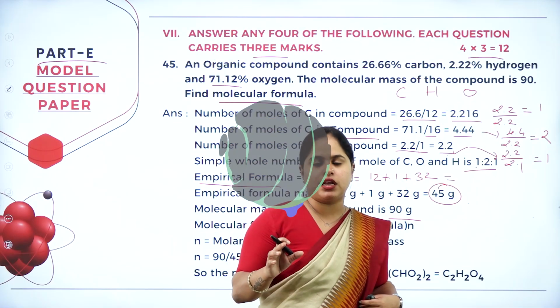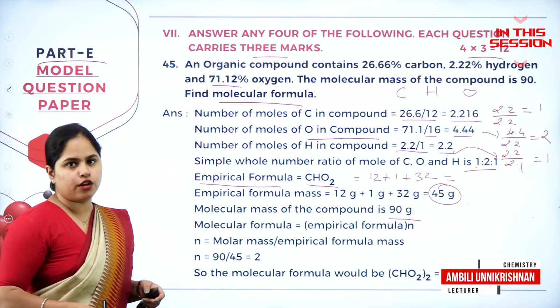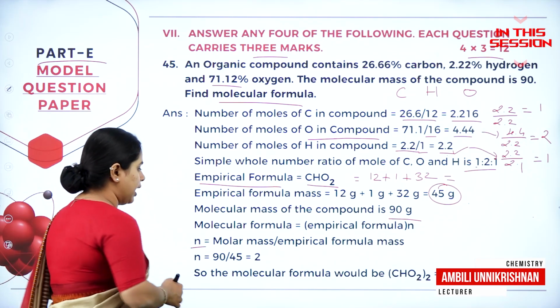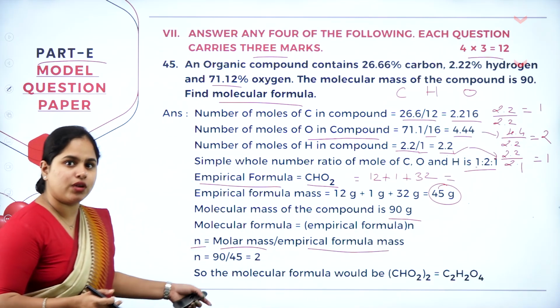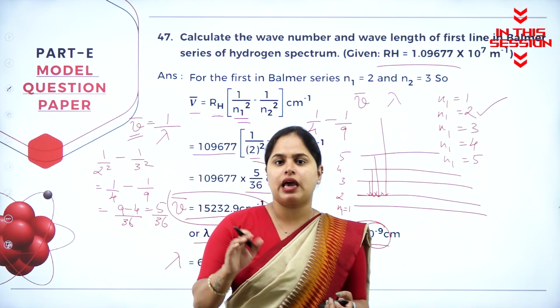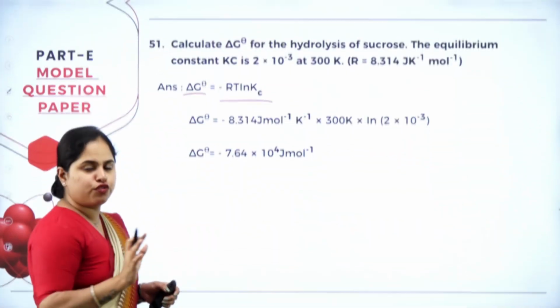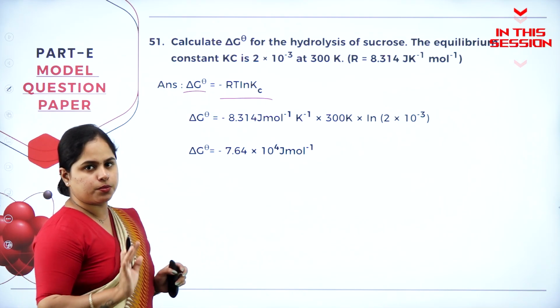So if you have the empirical formula, multiplied by some factor n will give you the molecular formula mass. So how can you calculate n? Molecular mass divided by empirical formula mass. If you calculate, you can get n. Once you get the value, if you take the inverse of that, you will directly get the value for wavelength. So if you know this equation, you don't have to worry about the hydrolysis of sucrose, you just have to substitute the values.